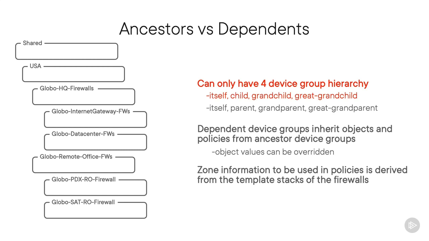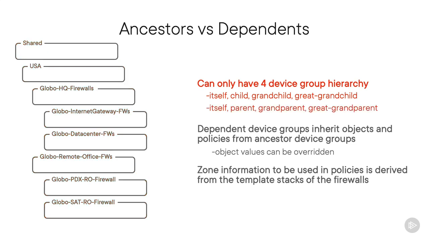Depending on which device group is your frame of reference, as you just learned, other device groups in the hierarchy are referred to as either ancestors or dependents. So from the top level device group, which again is always going to be the shared device group, the USA device group would be its child device group, the global HQ firewalls and global remote office firewalls device groups would be its grandchild device groups, and then from the perspective of the shared device group, the device groups under the global HQ firewalls and global remote office firewalls would be considered the great-grandchild device groups. All of these device groups would be considered dependents of the shared device group.